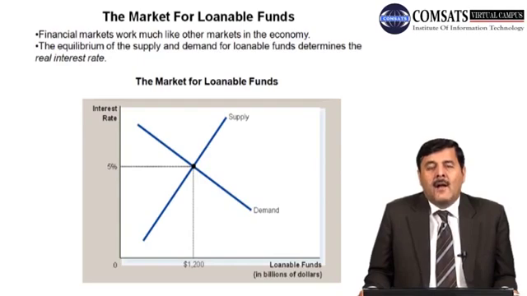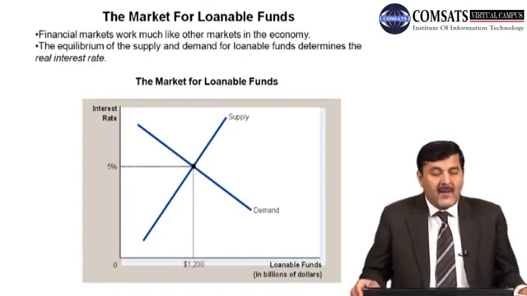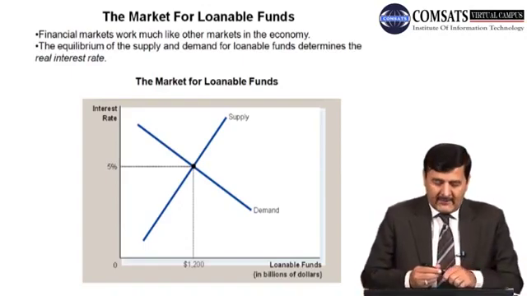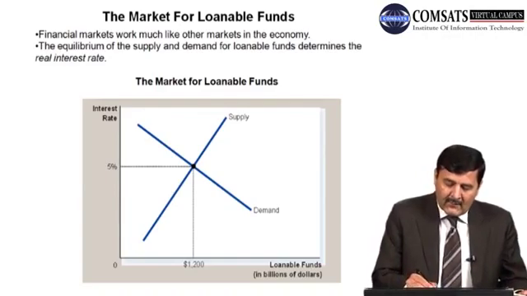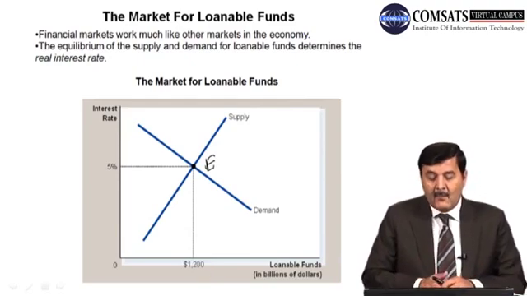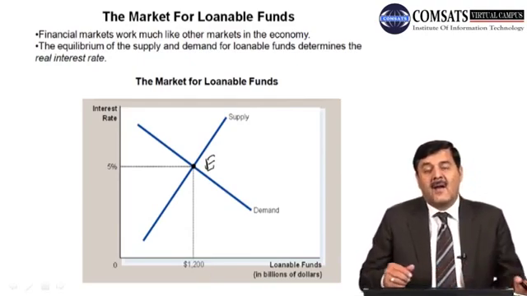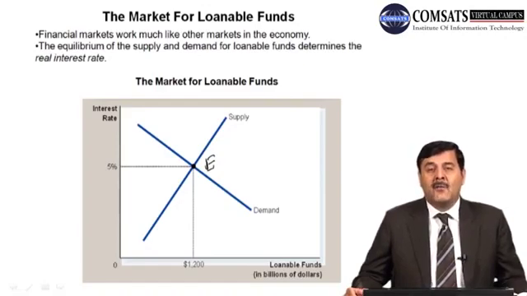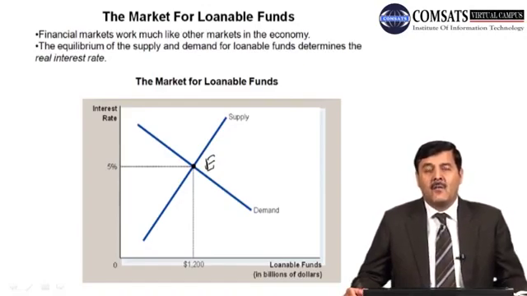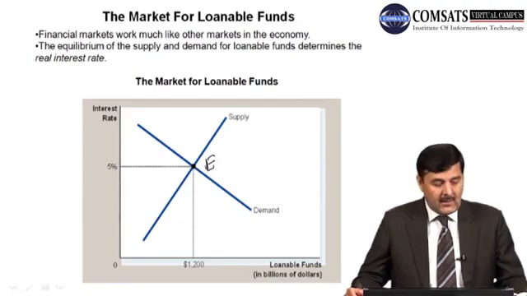The equilibrium real interest rate is at the point where these two curves intersect each other. That point is represented by point E, let us say. E is the point where demand and supply of funds interact. So we have determined the real interest rate, which is 5%, and the demand and supply of loanable funds are equal, at $1,200 US.